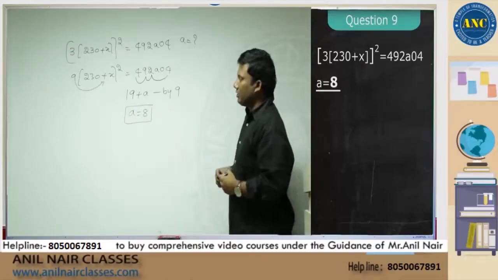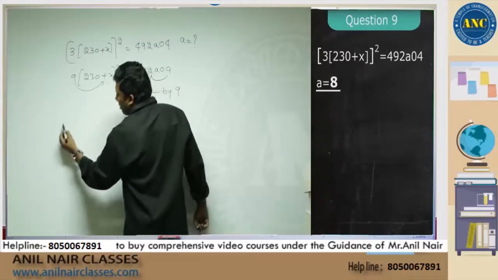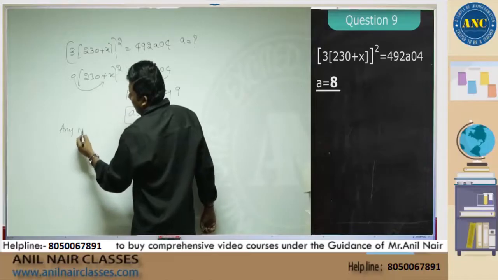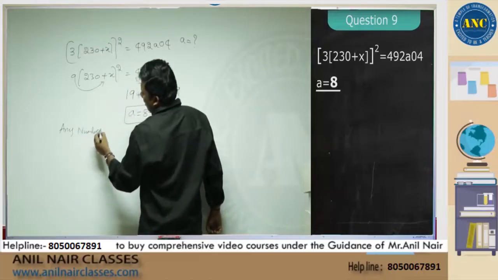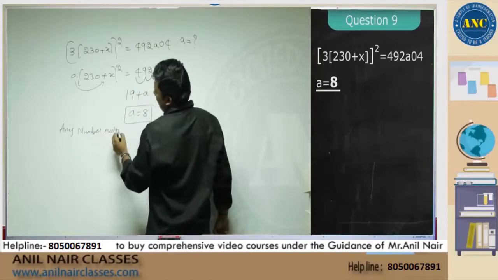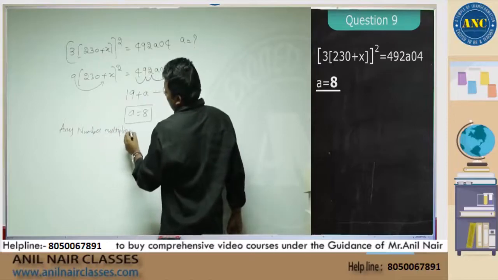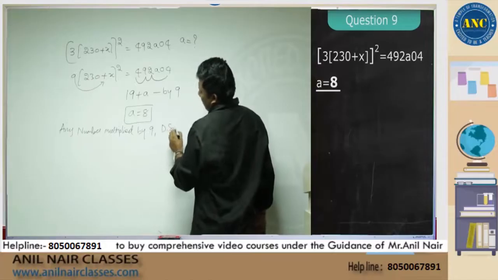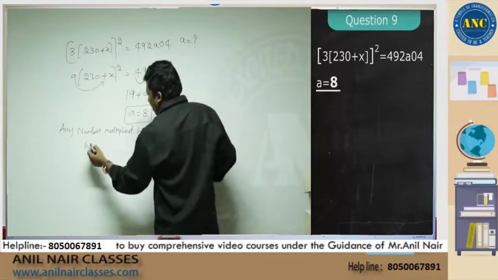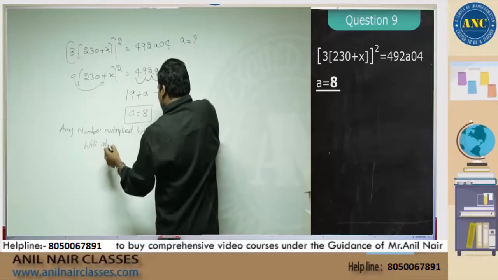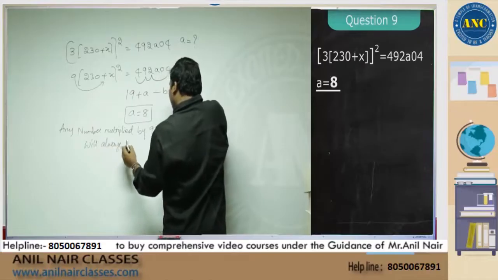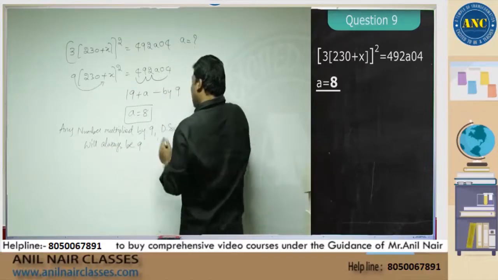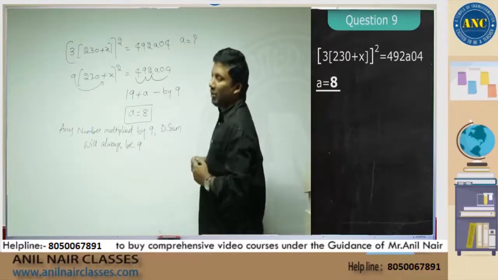A value will be 8. You write down the concept. Any number multiplied by 9, digital sum will always be 9. This is the concept. Any number multiplied by 9.